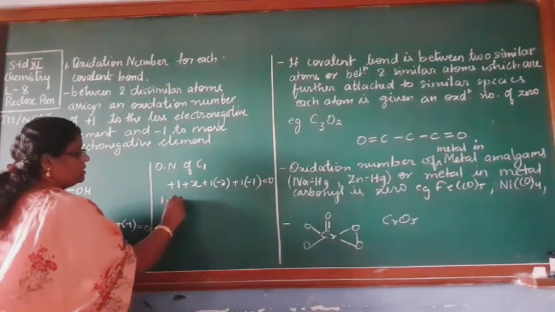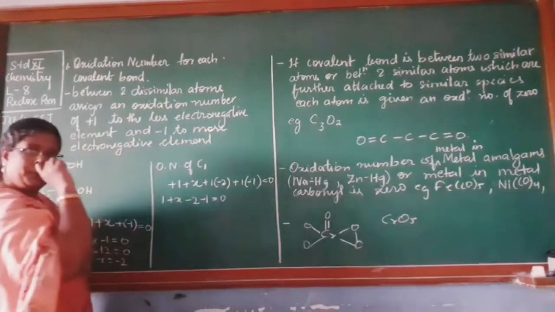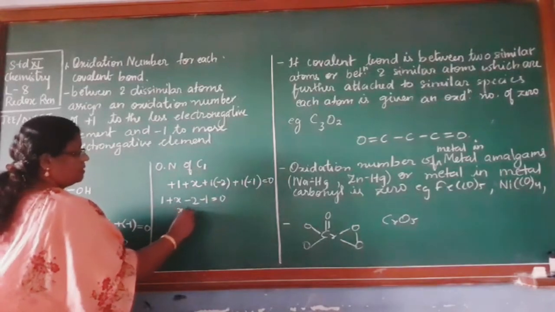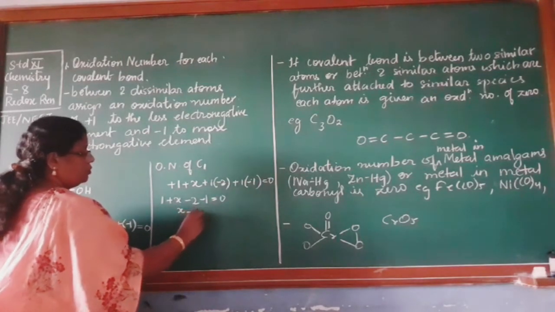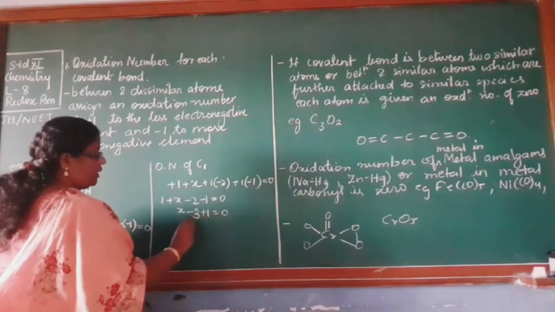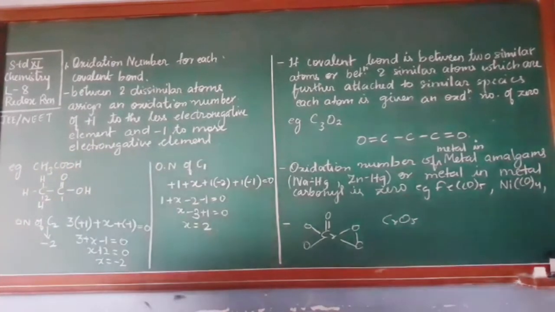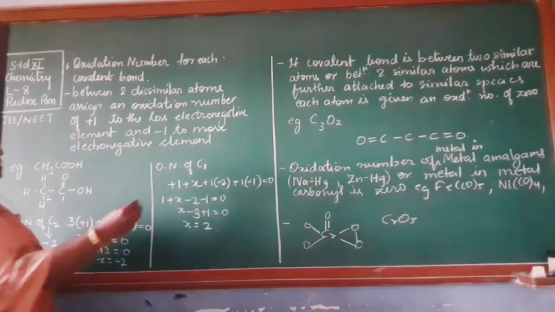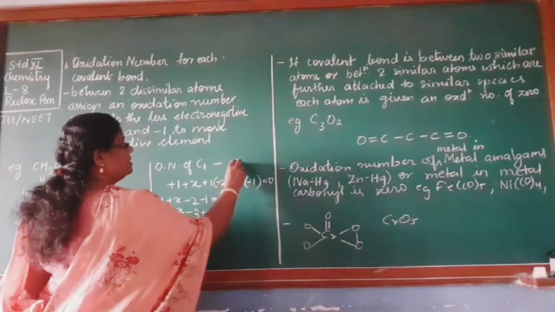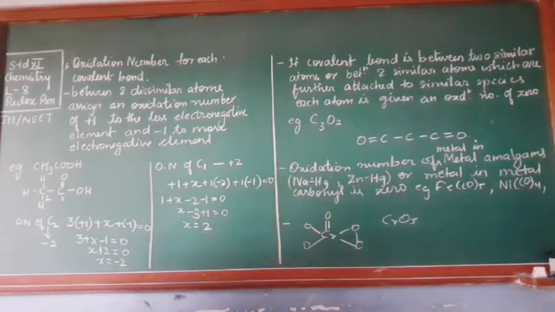So let us see what value you obtain. 1 plus X minus 2 minus 1 equal to 0. ठीक है, so I have X minus 2, that is -3 plus 1 equal to 0. So X is equal to 2 I will obtain. So oxidation number of carbon 1, I get it as +2. I hope it is clear.